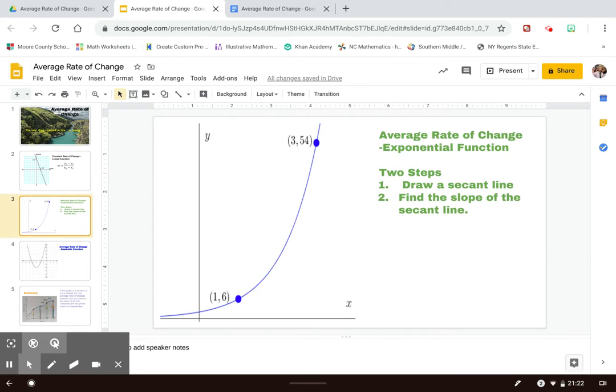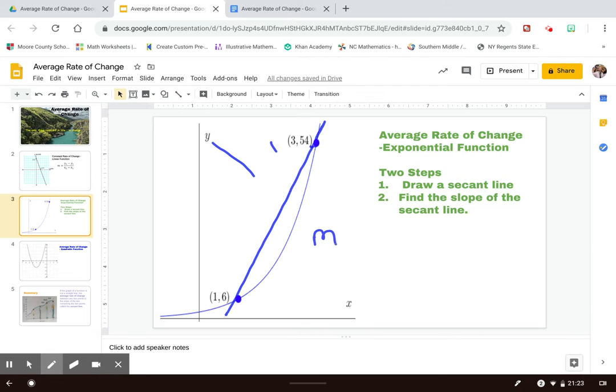Now, if I look at the next function that I learned, the exponential function, we can find a rate of change for an exponential function. But because it is not a linear function, it's going to be what we call an average rate of change. To find the average rate of change, it's two steps. The first thing we're going to do is draw what we call a secant line. A secant line is a line between these 2 points that we are trying to find the rate of change between. And the next thing we are going to do is find the slope of that secant line.